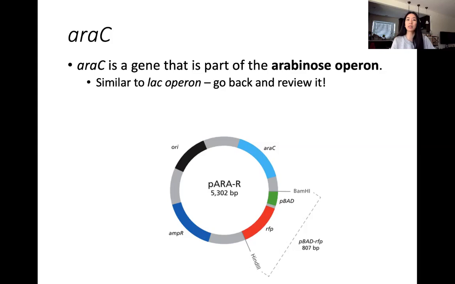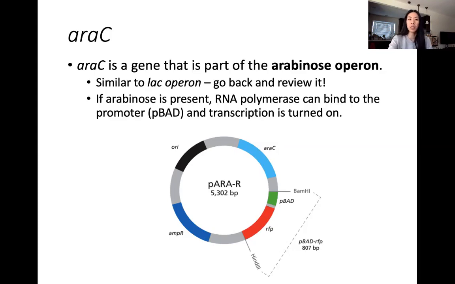But the idea was, lactose and arabinose, you look at the "ose," that tells you it's a sugar. So arabinose is a sugar. These operons are inducible, so they're normally off. But if arabinose is present, or if lactose is present, they get turned on so that transcription can start. So if arabinose is present, the RNA polymerase can bind to the promoter, which on our diagram is called PBAD, and then transcription is turned on. So this is an inducible operon. It's something that can be turned on when needed.